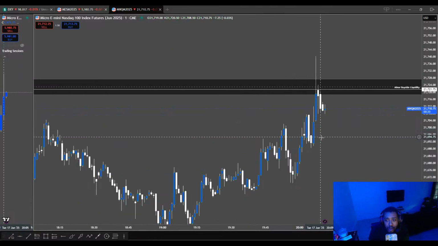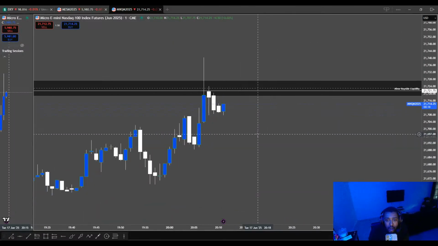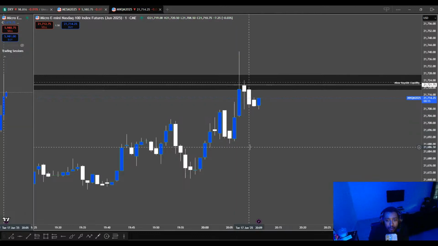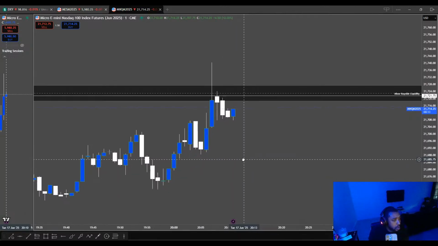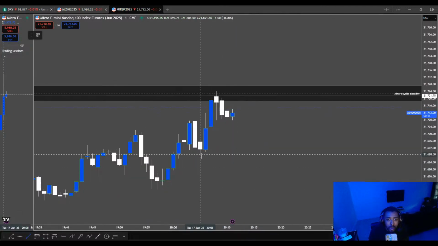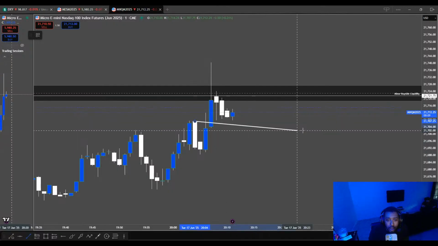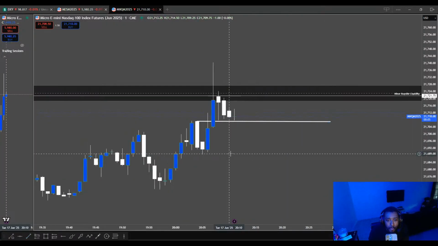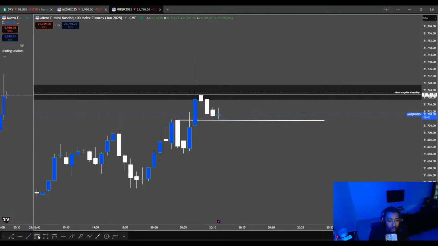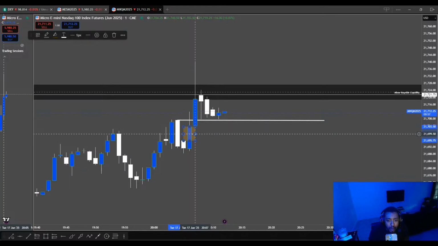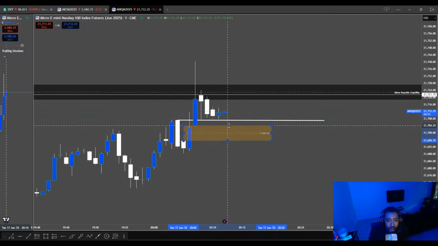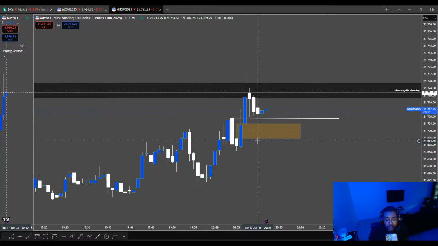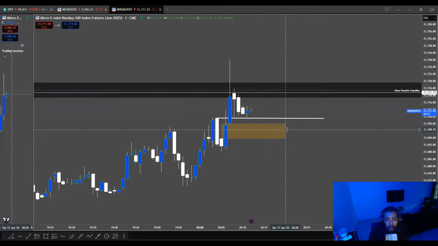So anyway, you see how it came back to this range. So I want to see two scenarios. We just did create an order block right here. So I want to see if this holds. But if that doesn't hold, we have a fair value gap right here that I'm expecting it to actually be used as an inverse once it breaks below it.